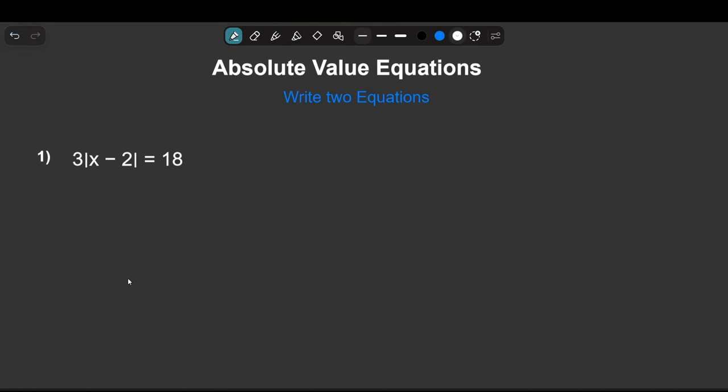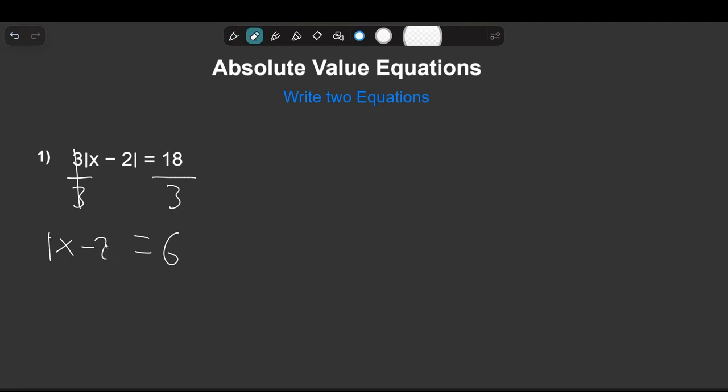Now of course, the first thing we need to do is isolate our absolute value. So to do this, we're going to divide by 3, and the other side by 3 also. Now if we divide 3 by 3, it cancels out. So now we are just left with x minus 2 equals, and then 18 divided by 3 equals 6. Now this will be our first equation: x minus 2 equals 6.